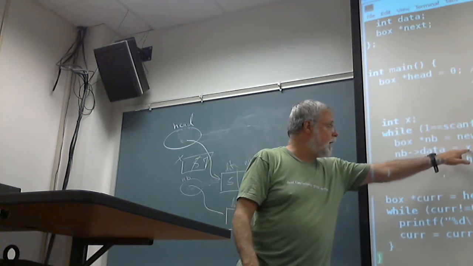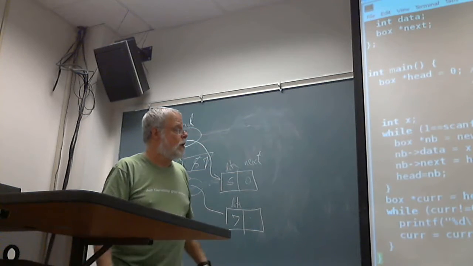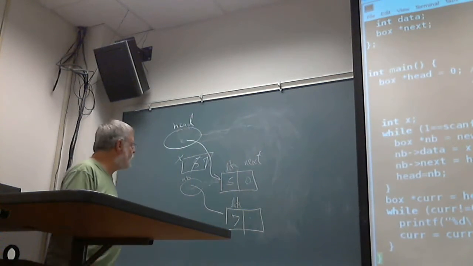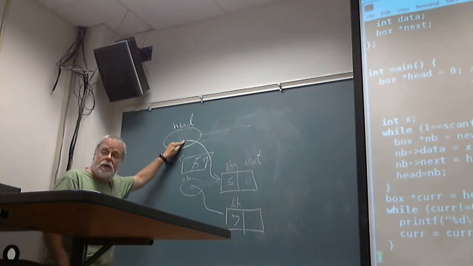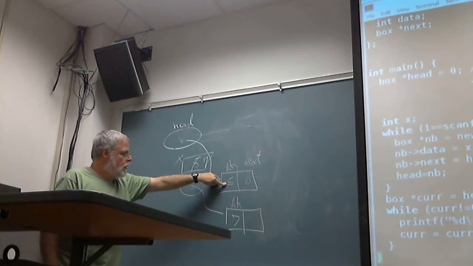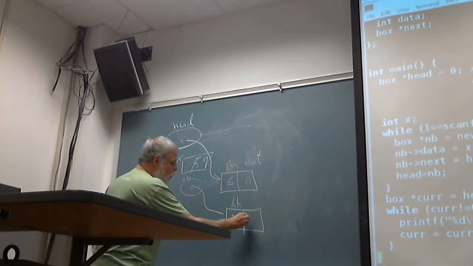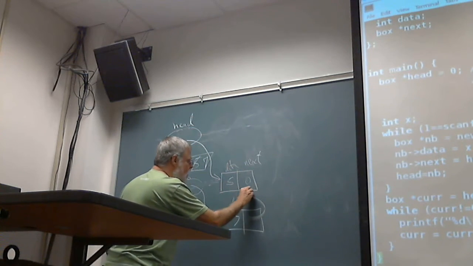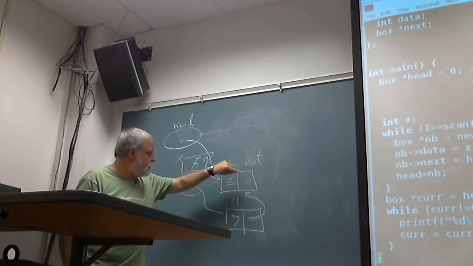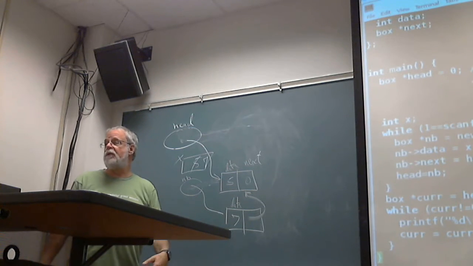We are taking what's in X and putting it into the data. So that's a 7. A 7 is going in here. We are taking what's inside of head and putting it into next. What does head have in it right now? Head has in it the address of this first box. So we are putting into this next field the address of this box that was first. Kind of what we're doing is I'm trying to put this box in front of the box I already had. I'm squeezing it in the front.